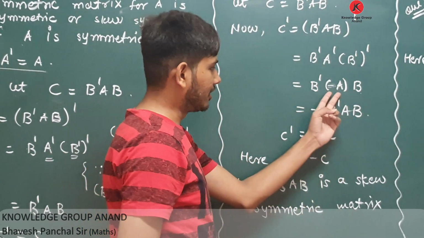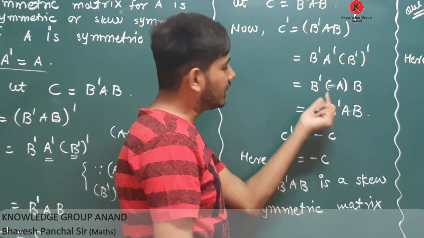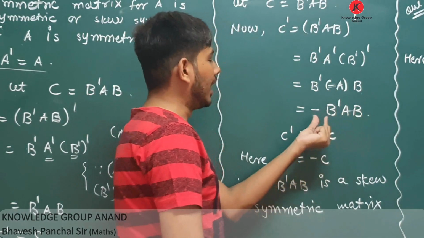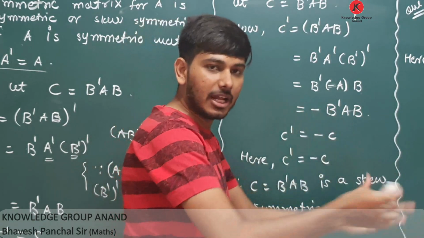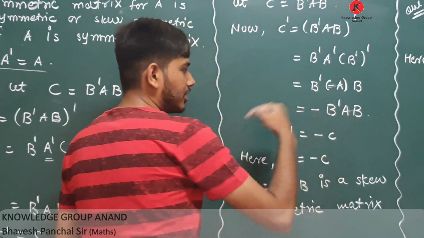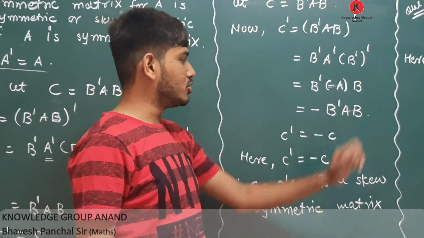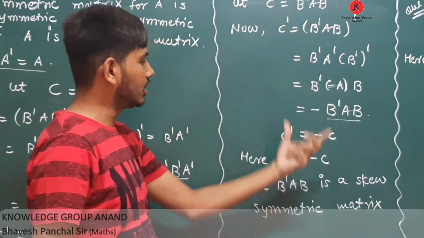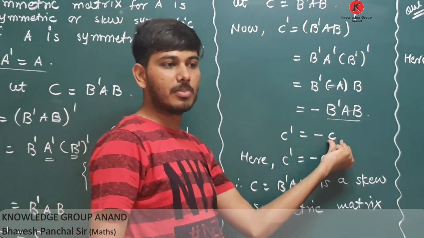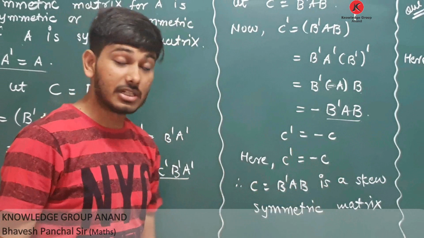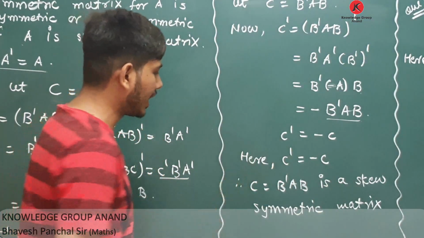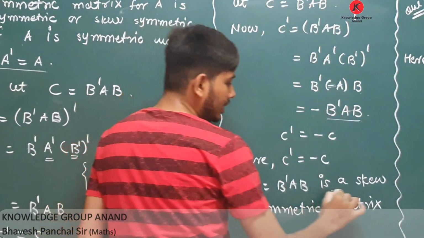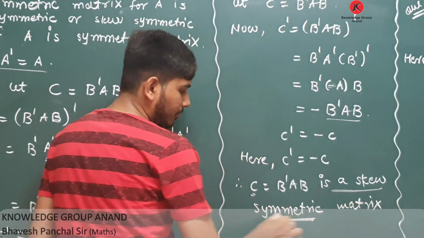If we multiply minus A with B'B, or if we multiply A with B'B and then apply minus sign, it is similar to that. Therefore, we can write minus common from that, B'A into B. Now see here, what is B'AB? B'AB equals C. Therefore, C' is equal to minus C. Here C' equals minus C. Therefore, we can say that C, which is equal to B'AB, is a skew-symmetric matrix.